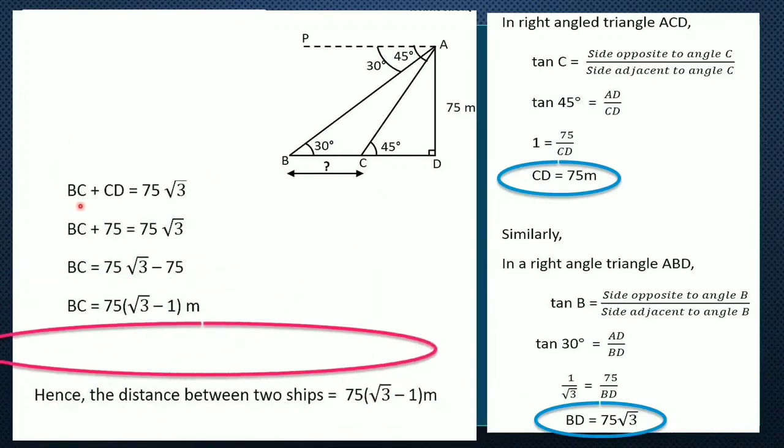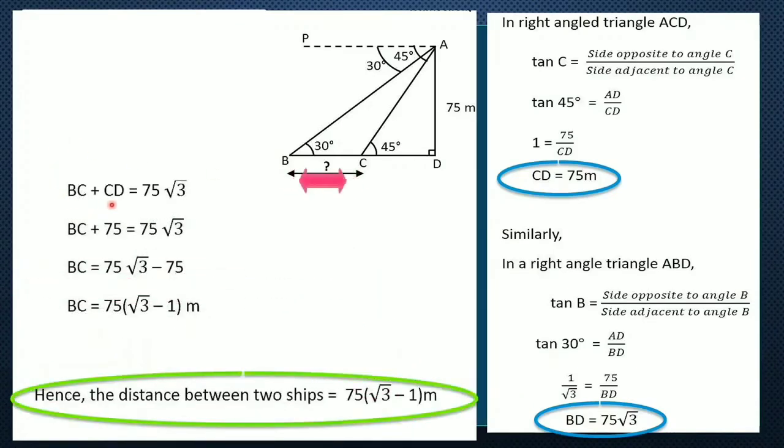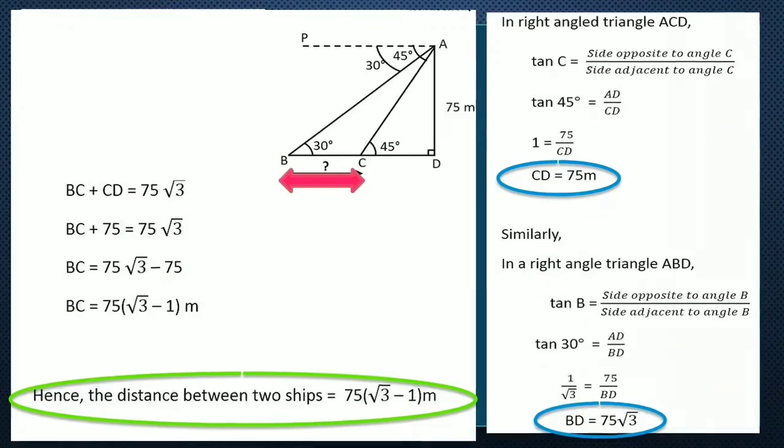So here you can observe that BC plus CD is equal to what? BD. Just substitute the value, we'll get the value of BC, which is equal to 75 into (root 3 minus 1) meters. So hence we can say that the distance between two ships is 75 into (root 3 minus 1) meters. I hope this is clear to you.